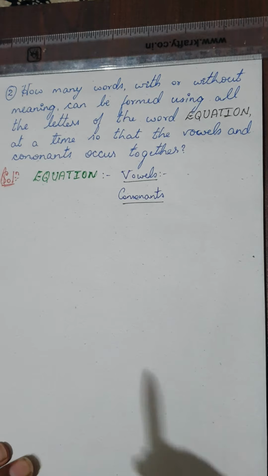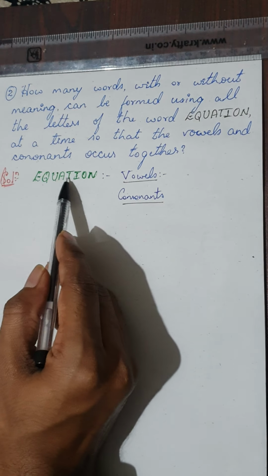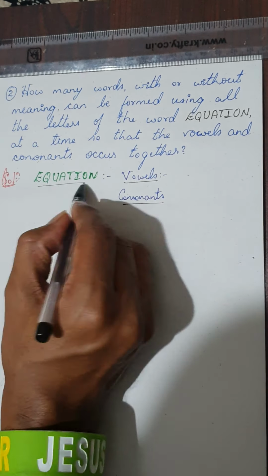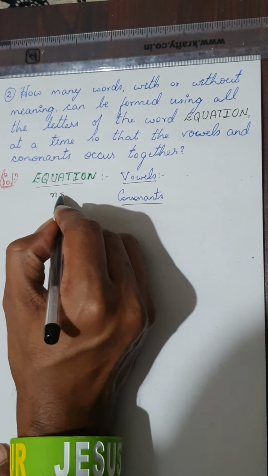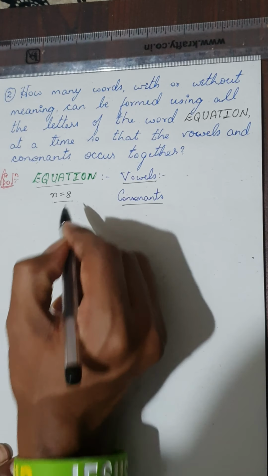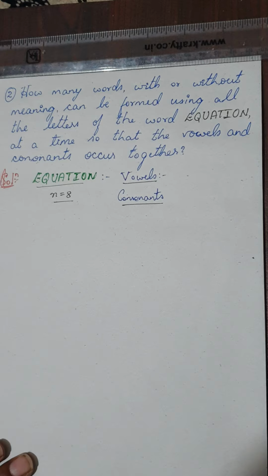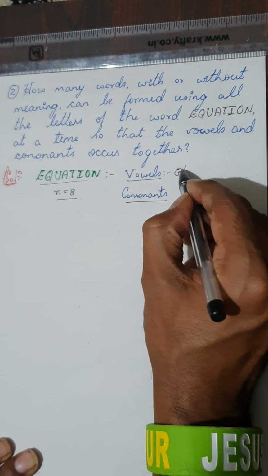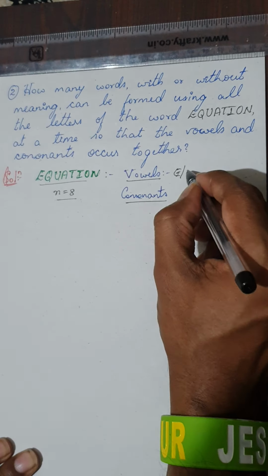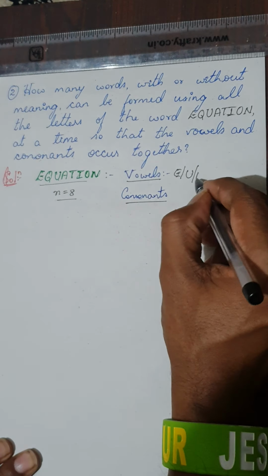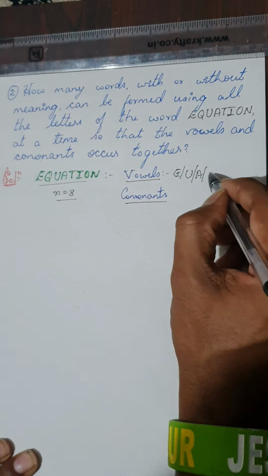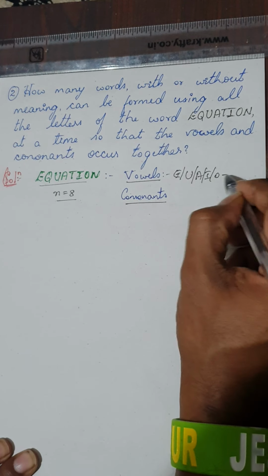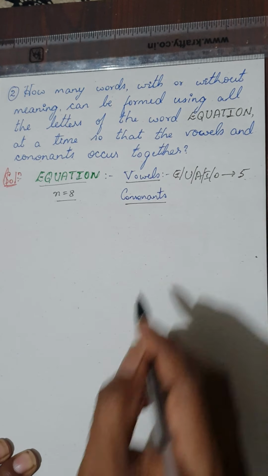Now check the letters of the word EQUATION. 1, 2, 3, 4, 5, 6, 7, 8. You can see the total number of letters we have is 8. Again, what are the vowels? You can see here I have E, next I have U, A, I and O. That means I have all the 5 vowels of the English alphabet.